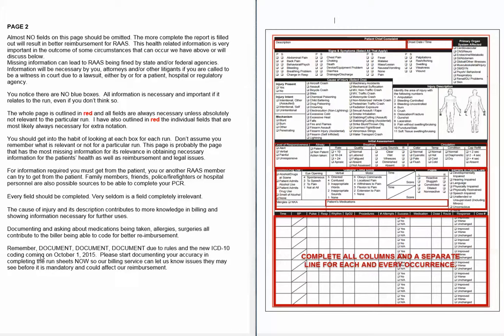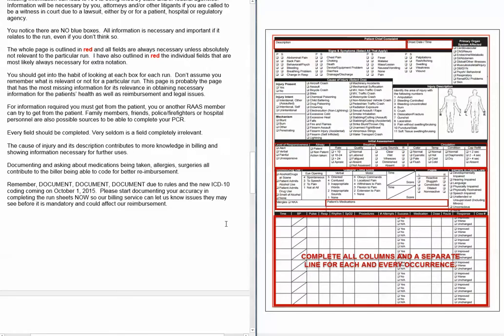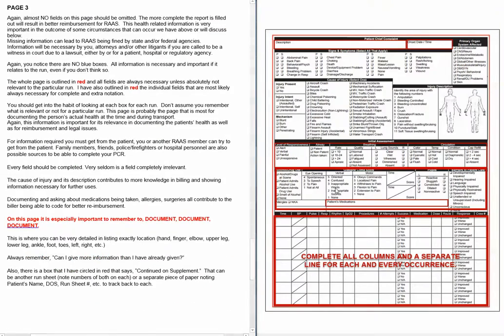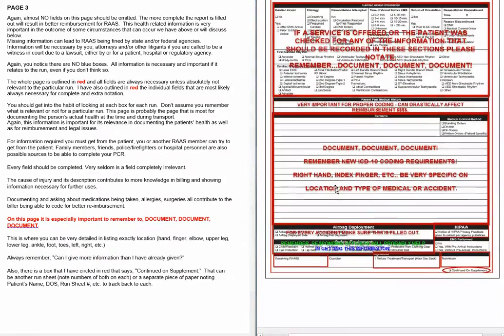Medications, I said that. So remember to document due to the rules and the new ICD-10 coding coming October 1st. Please start documenting your accuracy and completing the run sheets now so our billing service can let us know issues they may see before it is mandatory and could affect our reimbursement. So now we'll go on to page 3.